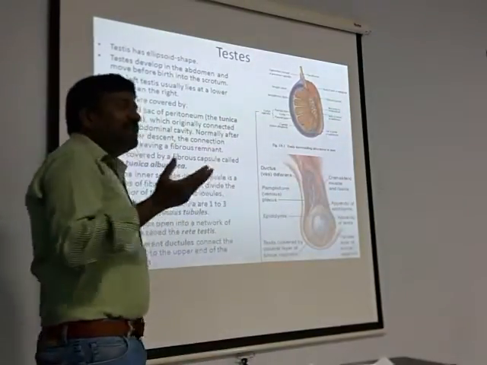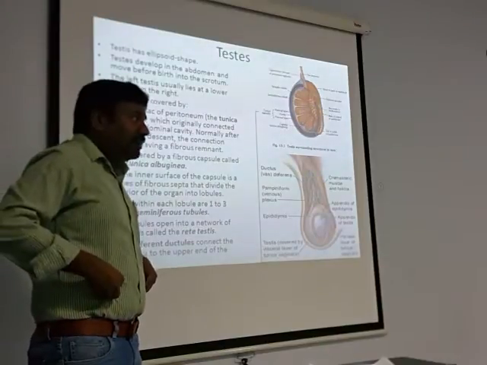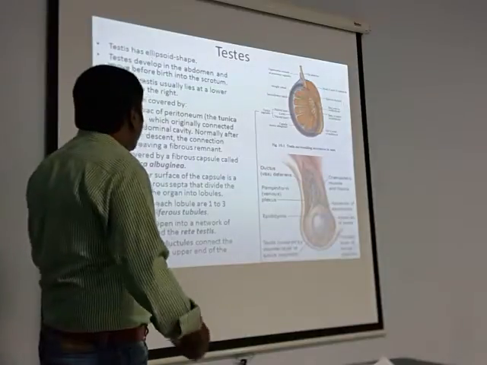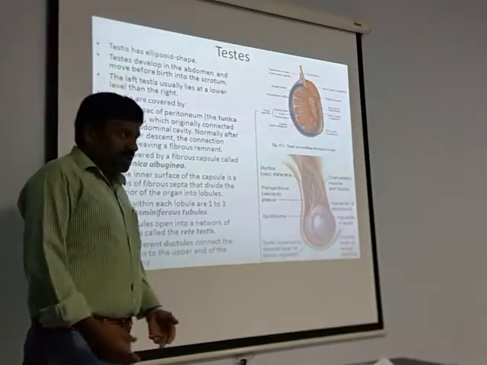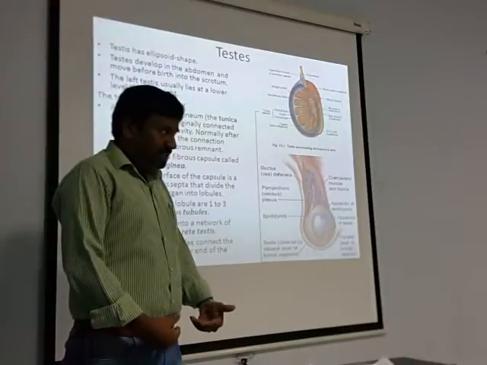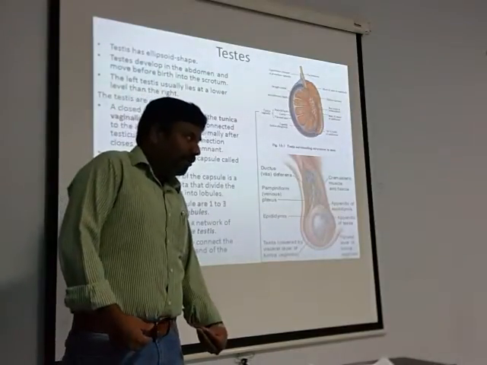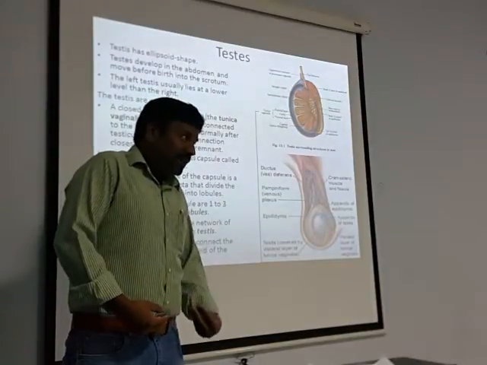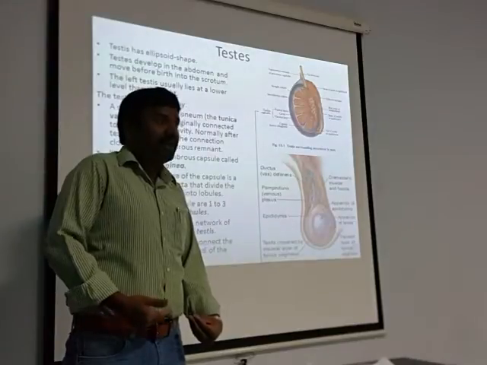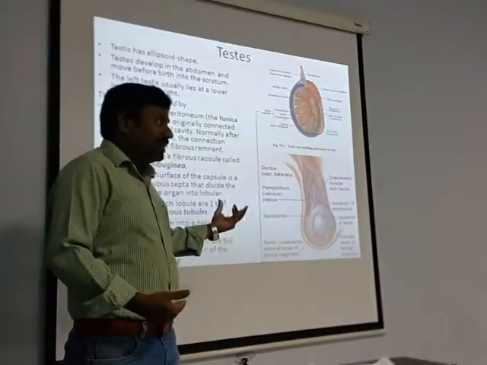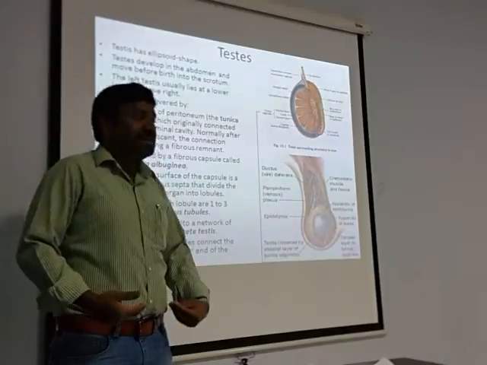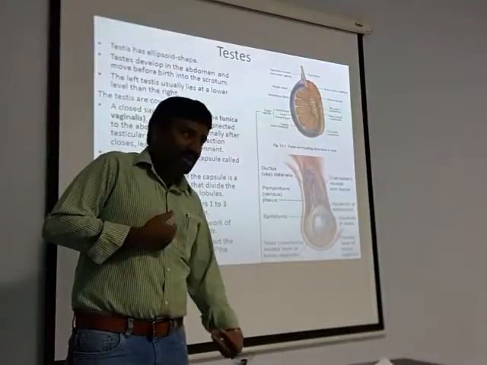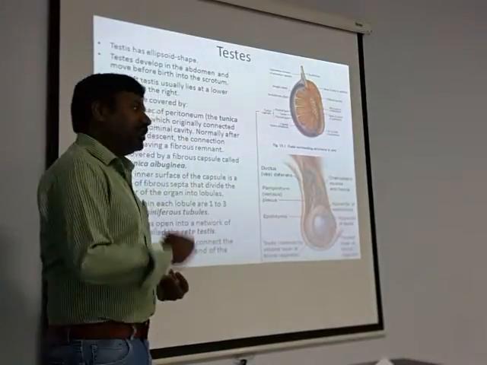As I said, it first develops in the abdomen before birth, and it descends before birth into the scrotum through the inguinal canal. When you observe the right and left testis, the left testis is slightly down compared to the right. Observe yourself again one more time. Why? Because the left testicular vein drains into the renal vein, which is lower than the inferior vena cava. That's why it is slightly down compared to the right, which drains into the inferior vena cava.